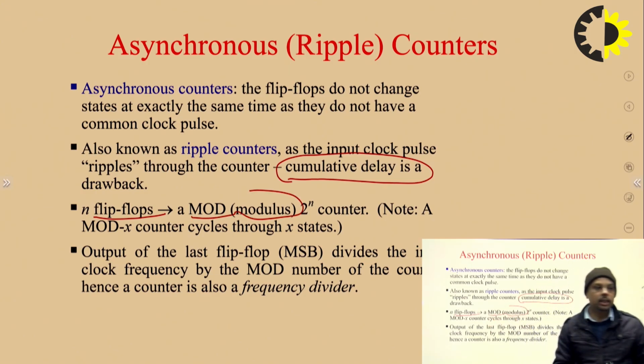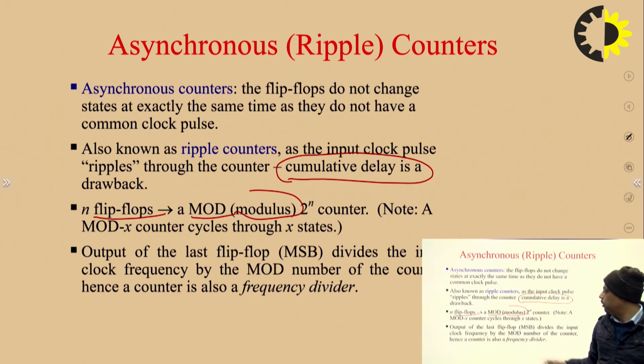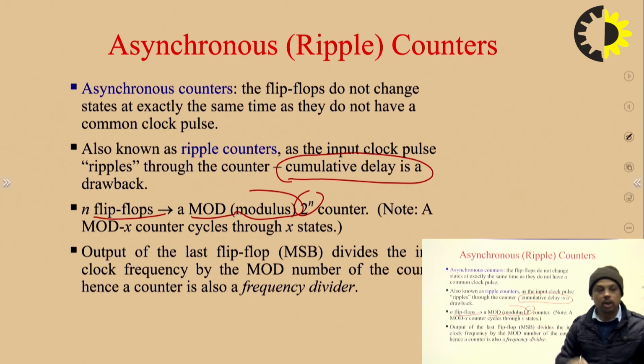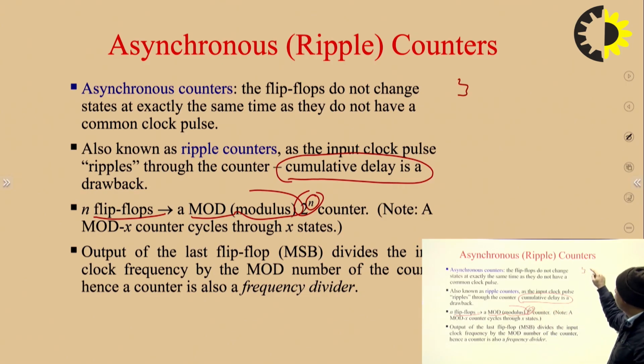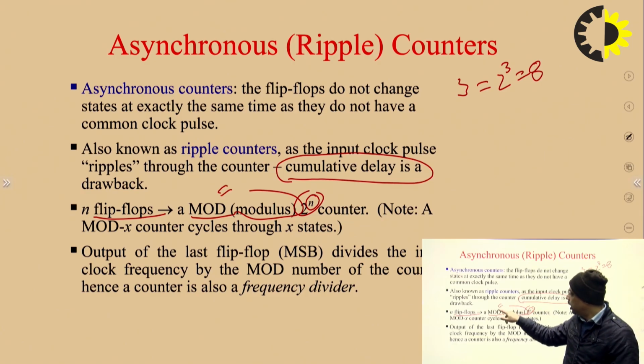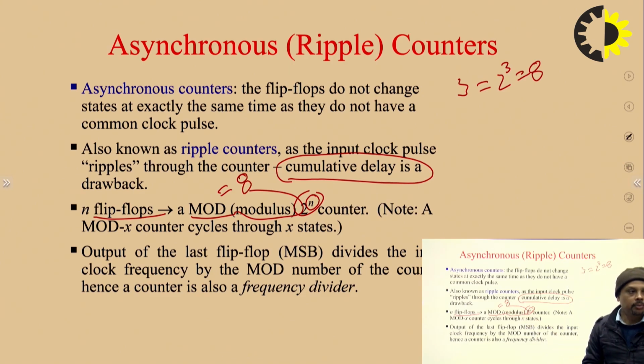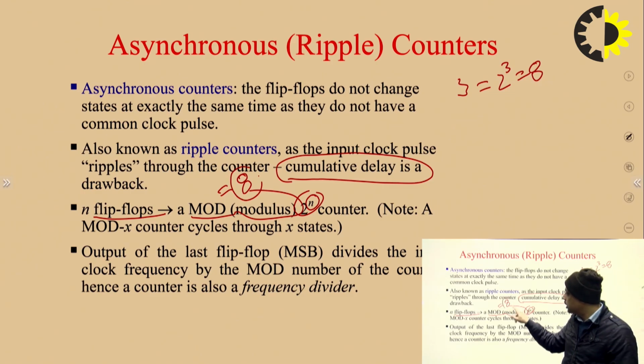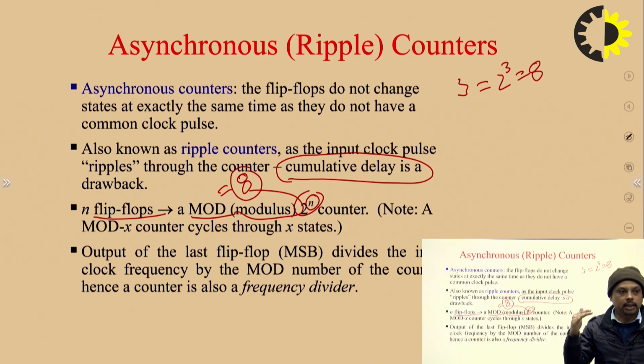The mod of the counter is nothing but the number of states that the particular counter can perform. Like if small n is equal to 3, then it can perform 2 to the power 3, that is up to 8 clock pulses. Then in this case we can say that the mod of this counter is 8, or 2 to the power 3. So this number 8 is nothing but the number of states that a counter can pass through.